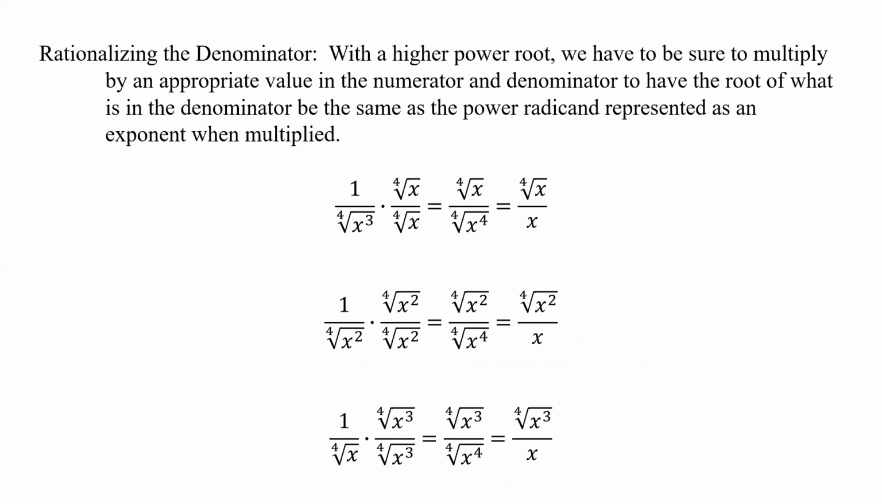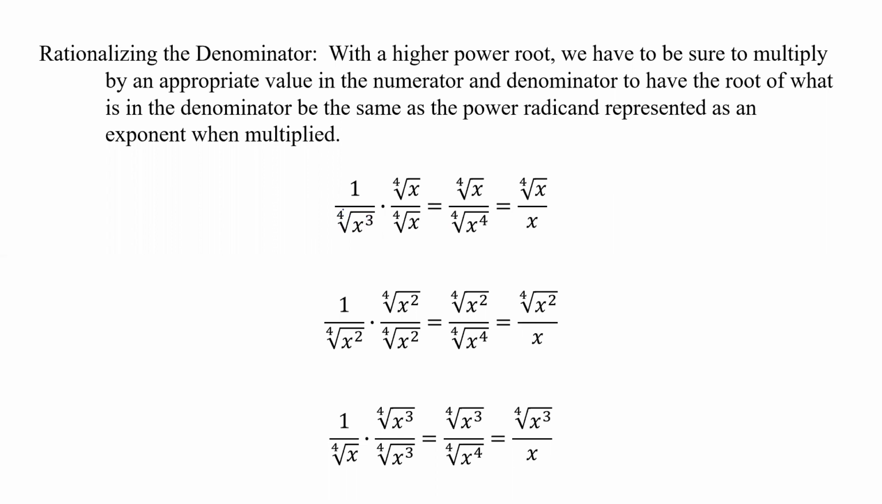Well, what we have to do then is we have to be sure to multiply by an appropriate value in the numerator and denominator to have that root of what's in the denominator be the same as the power of the radicand inside. And so then when you do it, that's basically going to cancel. And so what we see here is if we have 1 over, and here we have the 4th root of x cubed. Well, we need to get this to a 4 because we have a 4 here.